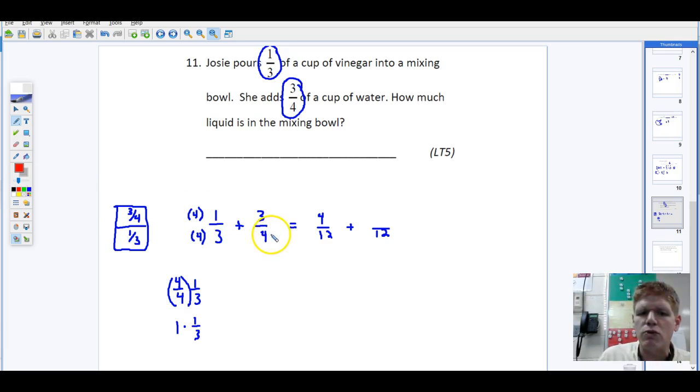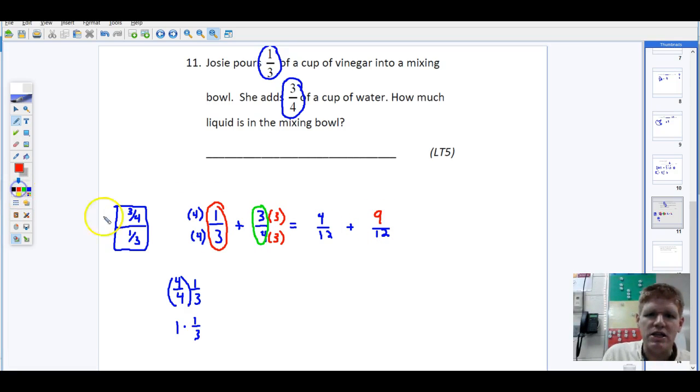Now 4 times 3 gives me 12. I want 12 over here, so 4 times 3 will give me 12. That means if I multiply the bottom by 3, I have to multiply the top by 3. 3 times 3 is 9. So now I've got the same fraction. This fraction, 1/3, is the same as 4/12. And this fraction, 3/4, is the same as 9/12.